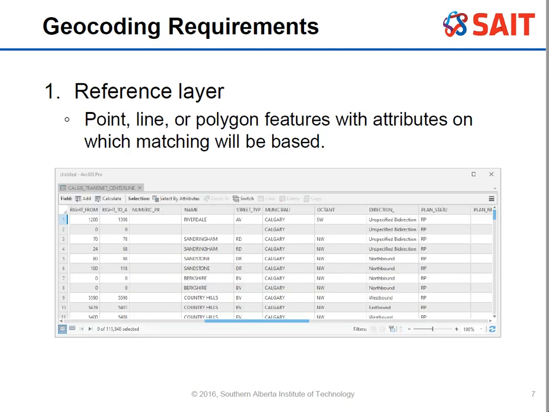To go in a little bit more detail, the reference layer is a point, line, or polygon with attributes that the matching will happen on. So for example, here I have right from address and right to address. It gives me the range of information on Riverdale Ave, for example. So I know that the numbers are going to be 1200 to 1398. So this gives me a range of values. And then it gives me the name of the street, the street type, the city, the quadrant, etc. So all this information is required to be able to match in this case.